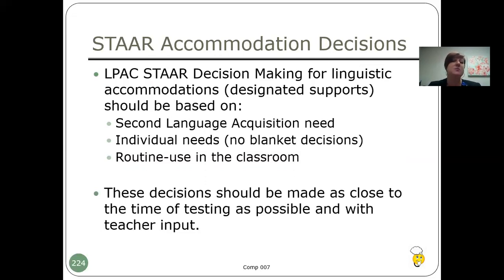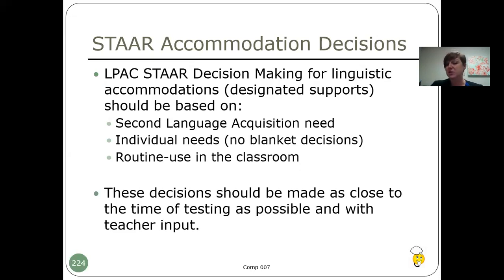And then also, what is routinely used in the classroom in instruction and in assessment? So important that students have familiarity with the accommodations they're going to receive on the test. It can be harmful for a student to receive something on the test that they don't normally utilize in instruction. Okay, and it is important that we make these decisions as close to the time of testing as possible and with the input of our teachers.